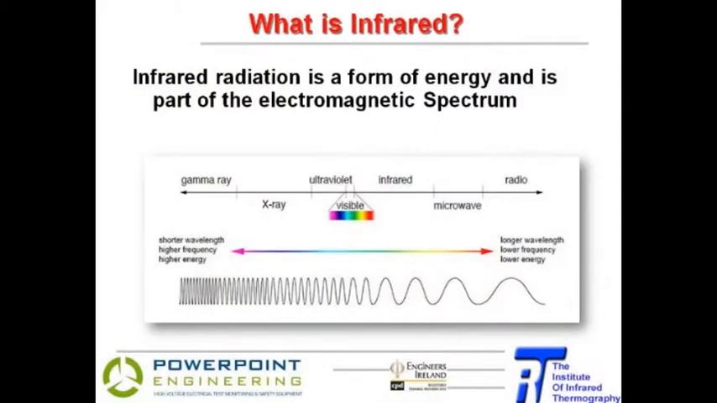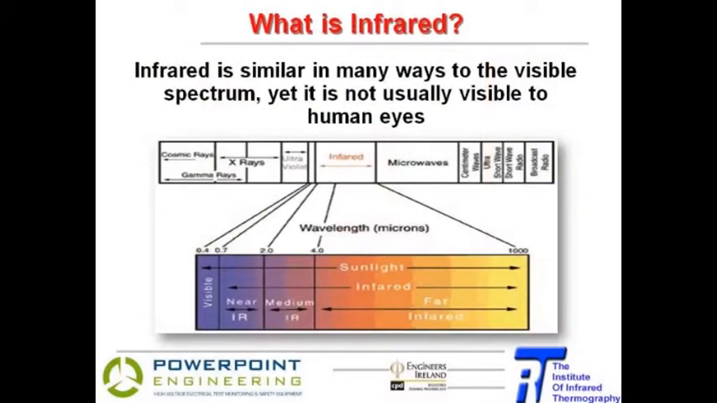Infrared is a form of energy, part of the electromagnetic spectrum. The electromagnetic spectrum goes all the way from gamma rays right the way through to radio waves. The visible spectrum is a very small part of that, and infrared is just outside of the visible spectrum. It's similar to the visible spectrum in a lot of ways. It's not normally visible to the human eye. There is a slight crossover between the visible and the infrared in what we call the near infrared. There are certain temperatures that we can actually see radiating infrared. The instruments that we use nowadays operate in this part of the infrared spectrum, somewhere between 2.5 and 14 microns.